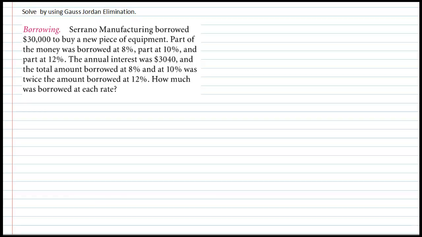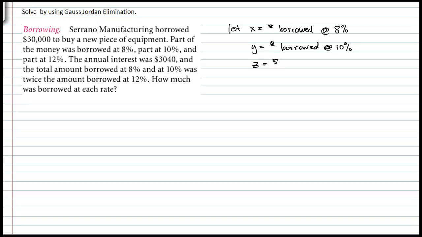So again, we don't know how much we borrowed at each, so we're going to say let X be the amount of money borrowed at 8%. Let Y be the amount of money borrowed at 10%. And we're going to let Z be the amount of money borrowed at 12%. We are talking about interest, so we got to know that rate times principal is equal to interest.